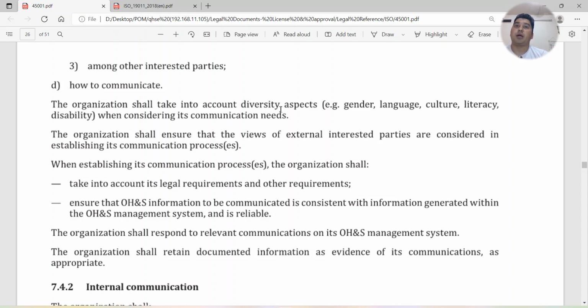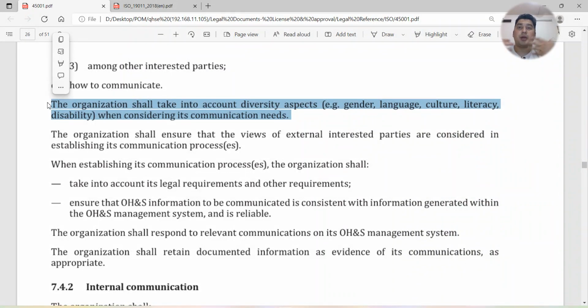The organization shall take into account diversity aspects, gender, language, culture, literacy, disability when considering its communication needs. When you are communicating with the people, do not communicate in only one language. Try to communicate in different languages, because when you have people from different religions, different countries, they may not understand only English. So you have to choose different ways of communication, language, posters, and different other things.